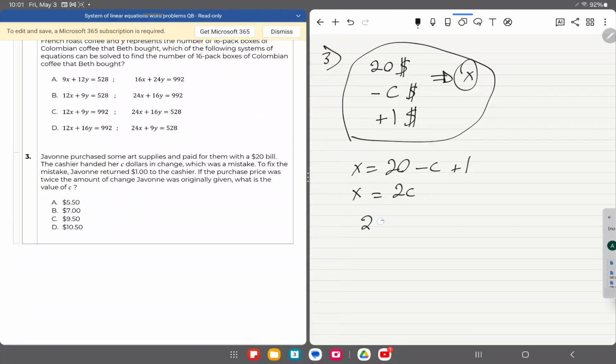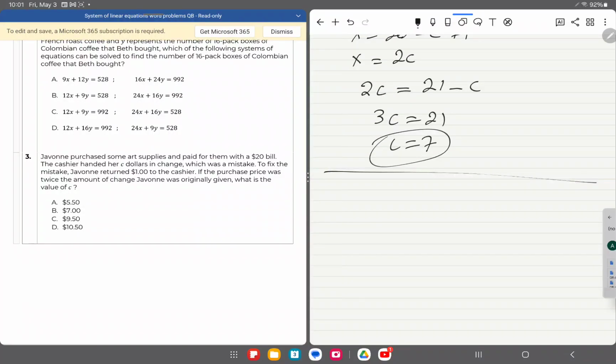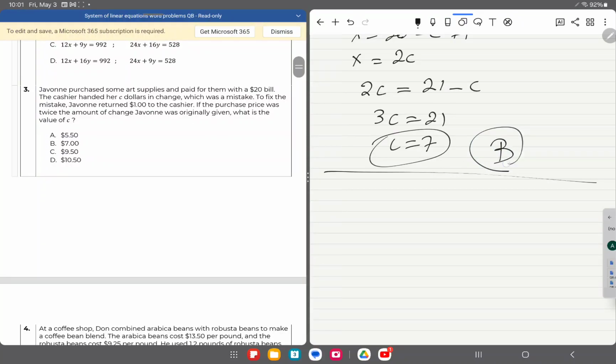Now, what am I supposed to do here? 2C is equal to 21 minus C. So 3C is equal to 21. C is going to be equal to 7. This is how I think about this. So 7 is going to be B.